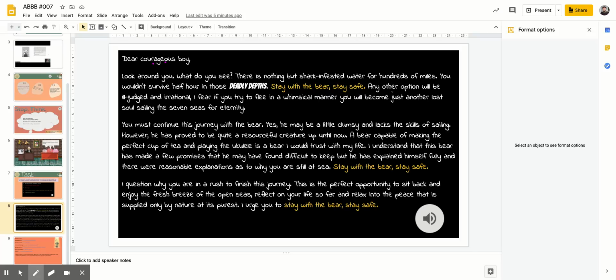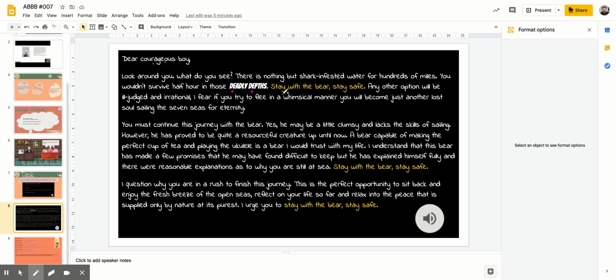You wouldn't survive half an hour in those deadly depths. So I'm telling him that if he goes into that water, he is going to perish. He is going to die. I've used some alliteration for deadly depths as well, just to add more impact into how I feel that water is deadly. It's going to cause his death if he goes in there.